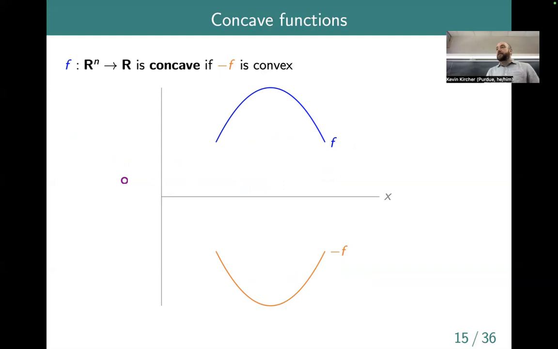A concave function. So f is concave if negative f is a convex function. So concave, rather than thinking of it as smile shaped, it's frown shaped. So here's f, and here is negative f. We can verify that negative f is a convex function, and then that tells us that f is a concave function. So anyway, if you understand convexity, that's sufficient, right? Up to a minus sign, you've understood concavity as well.